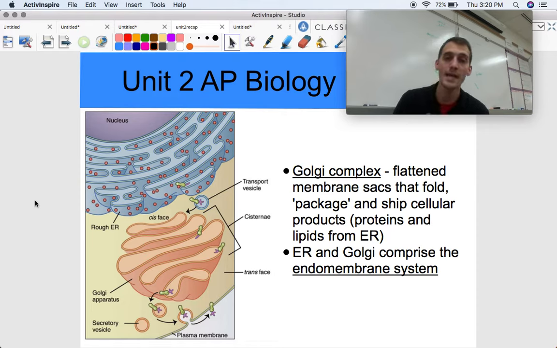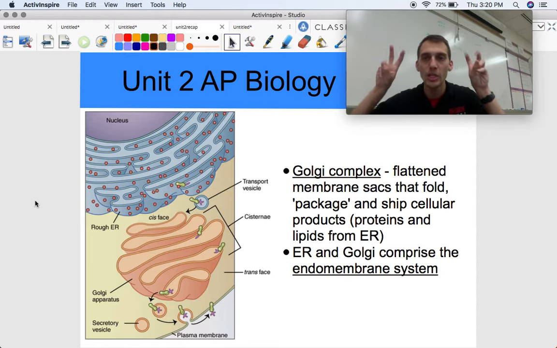And once again, these are flattened membrane sacs that fold and, quote-unquote, package and ship cellular products like proteins and lipids from the endoplasmic reticulum. It is the shipping center of the cell.